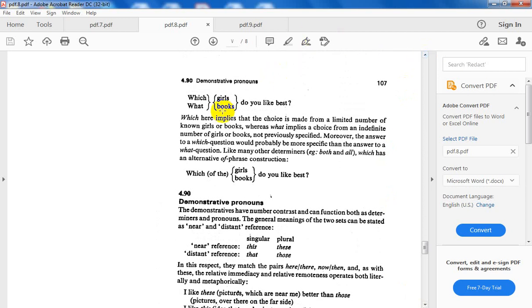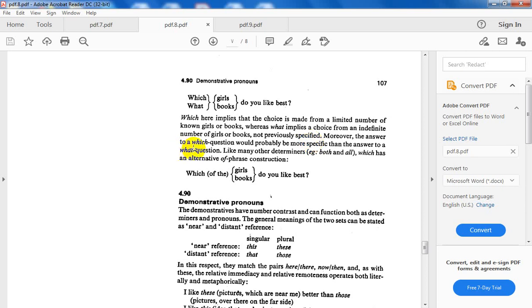When I say which girls do you like best, it means I have a definite number of girls that I know. They are definite for the participants. But when I say what girls do you like best, what I'm asking about is generic, something indefinite for me. So this is the idea. Which implies that the choice is made from a limited number of girls or books, whereas what implies a choice from an indefinite number of girls or books not previously specified. So which: they are specified, they are limited, they are known. But what: they are not specified, not limited, and they are indefinite.